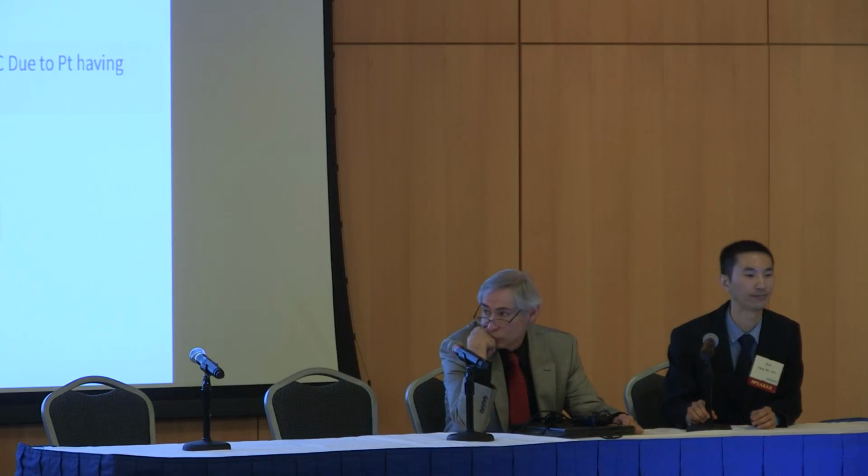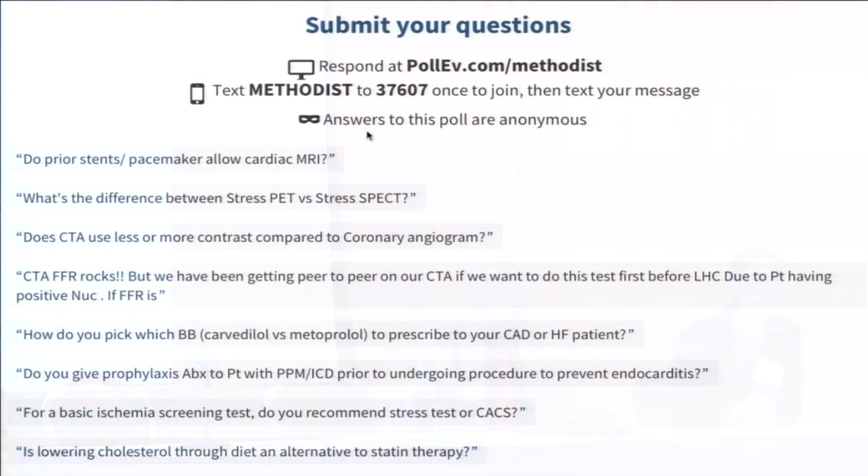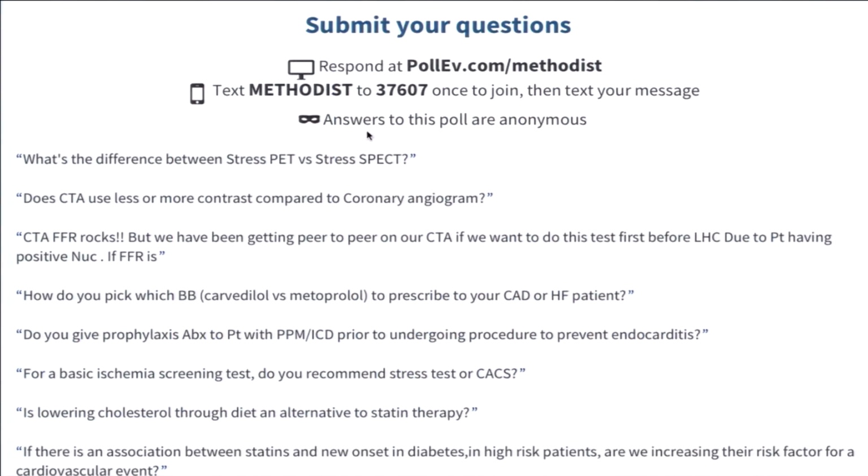What's the difference between stress PET and stress SPECT, briefly? Boy, I could spend an hour on that. No, don't. All right, so they are very different. SPECT tracers, single photon tracers, are multiple, mostly technetium. PET tracers all have to do with positron emission.